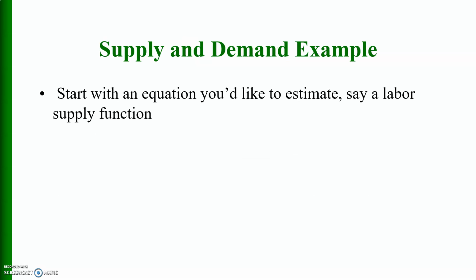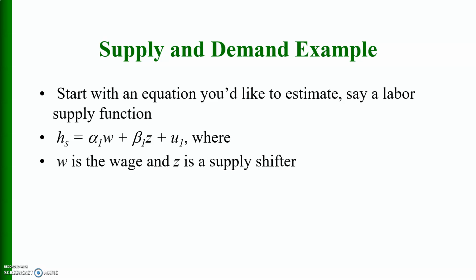Let me start with an example that is related to supply and demand for labor. And we start with an equation that someone would like to estimate, say for example, labor supply function. And labor supply function is denoted by HS, where the subscript S stands for supply, and H means number of hours worked, and that is a function of W, that is the wage rate, and Z, that is an exogenous variable. U1 is the error term. In this case, as I mentioned, W is the wage rate and Z is a supply shifter.